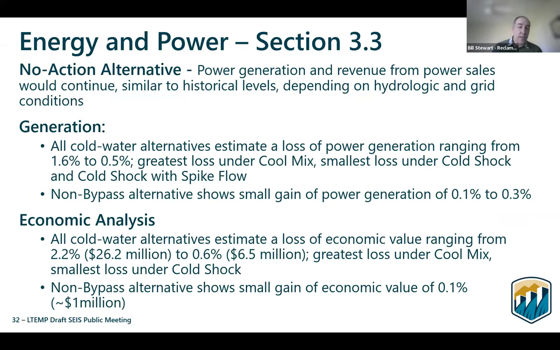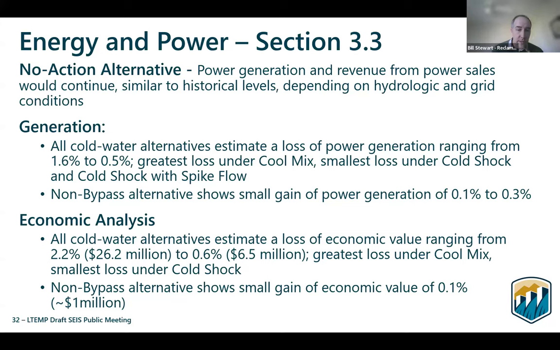So for energy and power, as it relates to generation and economic analysis, there were two models that were run and are described in the document, one by WAPA, one by the USGS Grand Canyon Monitoring and Research Center, to look at generation and economic analysis. Each of these models looked at cooling the river to different river miles, just to show a range of potential outcomes. Again, using the 30 hydrologic traces, what's presented on this slide is based on triggers of temperature at river mile 61, and it provides a range of results from both the modeling efforts.